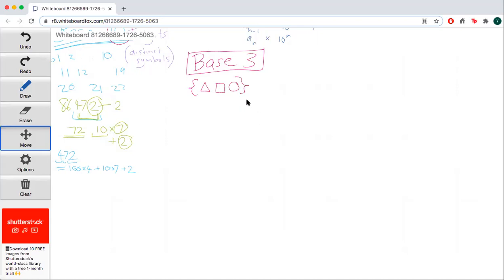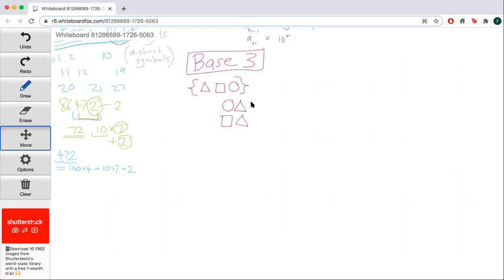And I don't need any more because then after that, my system can continue. So then I could say that the next number is represented with a circle followed by a triangle, which means that, I could also do a square followed by a triangle.